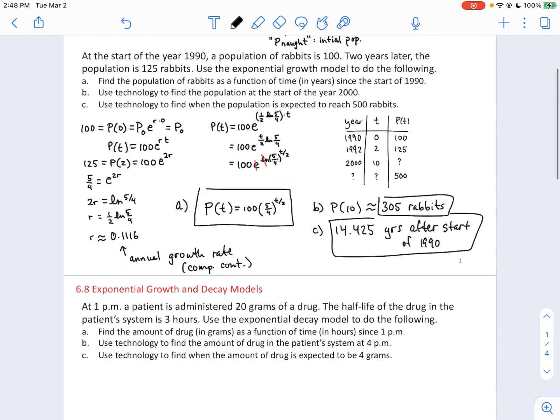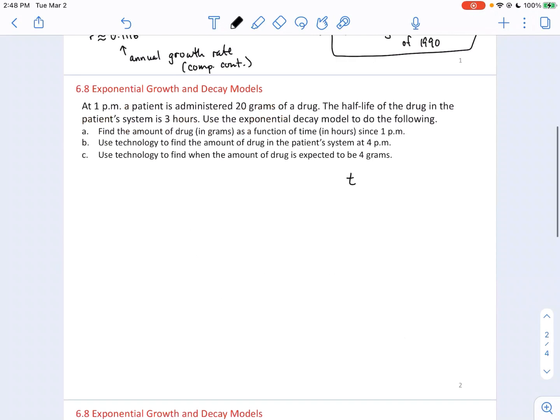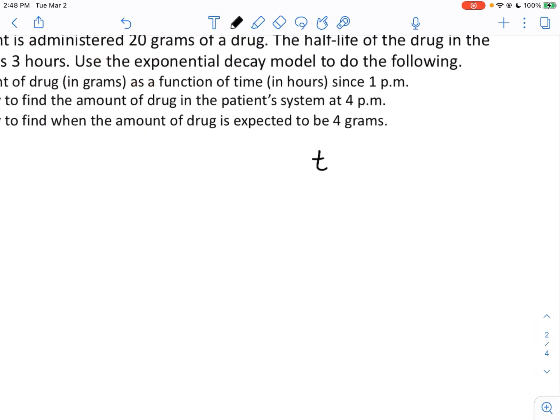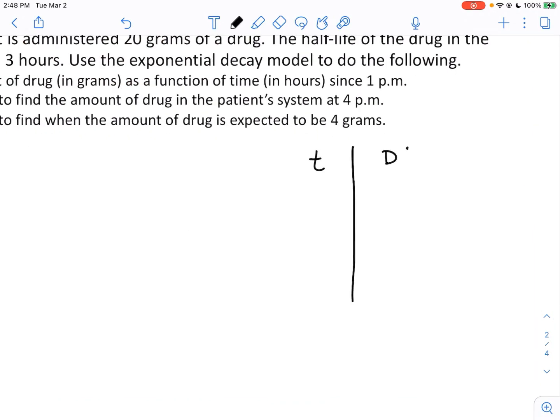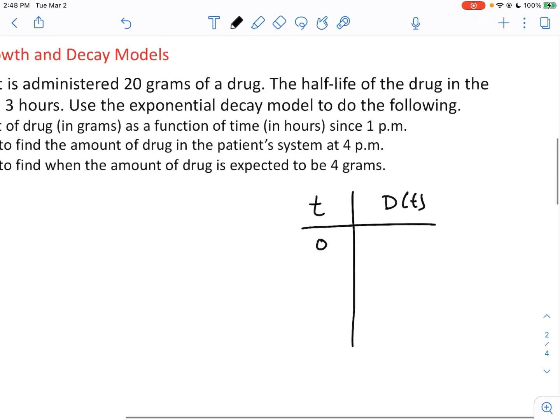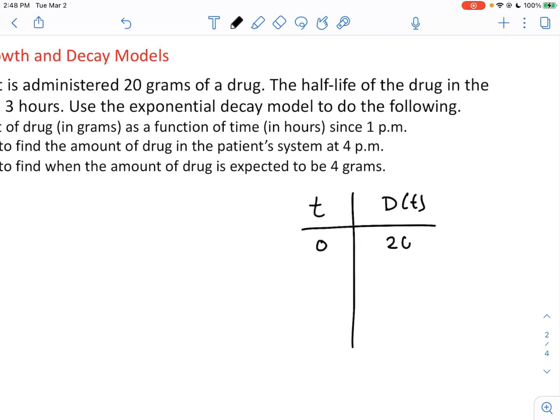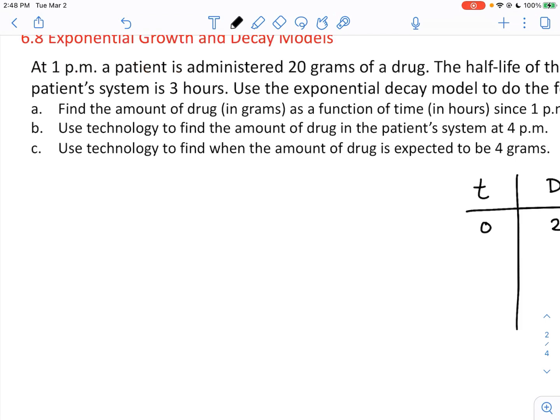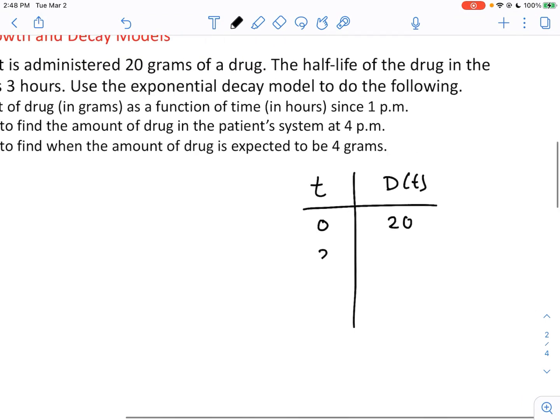All right, so we can begin again with a table like we did before. Let's let t be measured in hours after 1 p.m. And I'm going to use capital D as the amount of drug. So at time 0 means 1 p.m. So at 1 p.m., the amount of drug in the system was 20. Every 3 hours, the amount of drug cuts in half. And so we know right now that 3 hours later, this will be down to 10. And then 6 hours after 1 p.m., cut 10 in half. So every 3 hours, it just keeps cutting in half.